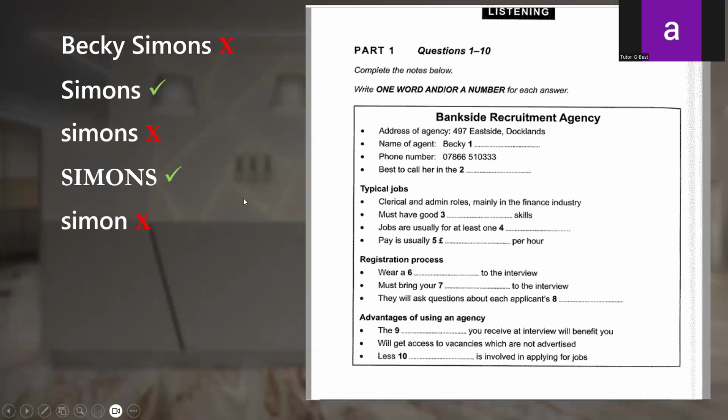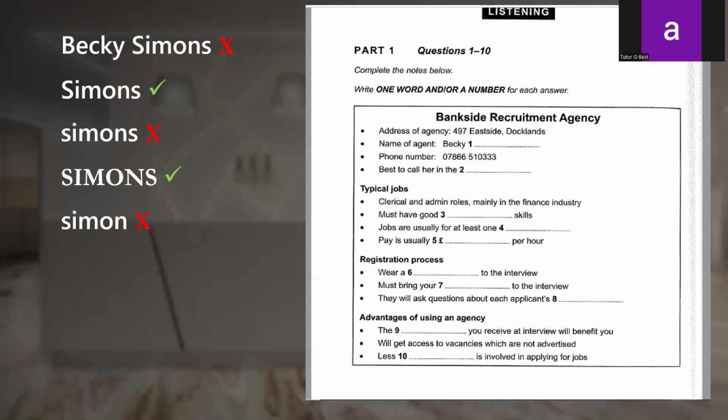So plurals are very important. Listen carefully as the person is talking. Did the person add an S? Did the person say book or books? If the person says books and you write book without the S, you get a zero. And vice versa. If the person said book and you write books, you get a zero. So plural is very important in the IELTS listening test. Listen for plural.